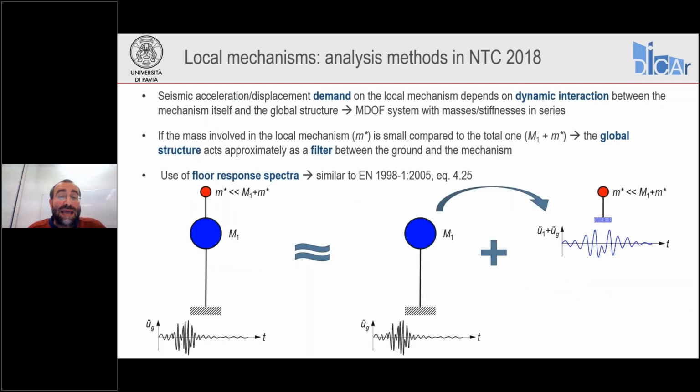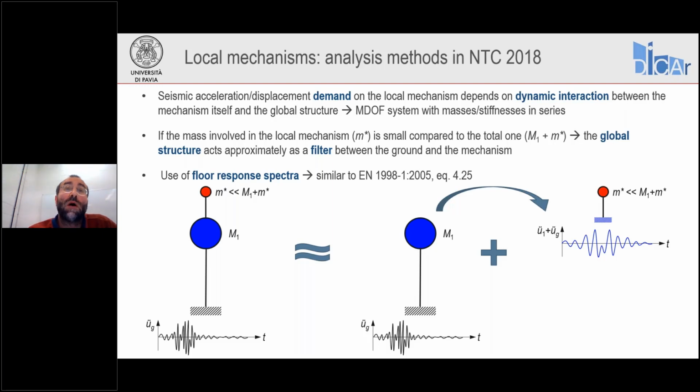How to determine the demand? Well, we have to consider that local mechanisms involving portions of masonry should be considered with their interaction with the overall global structure. There is a dynamic interaction. It's like if we have a multiple degree of freedom system. Look at the figure at the bottom left. M1 represents the first mode mass of the overall structure. M star, red smaller mass, is the one associated with the local mechanism only. And it's like having a two mass system in series.